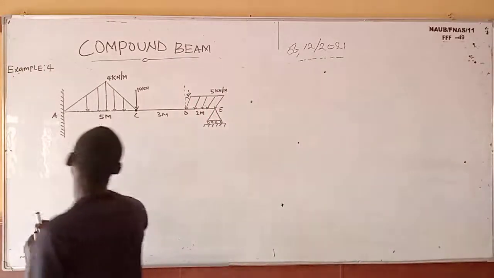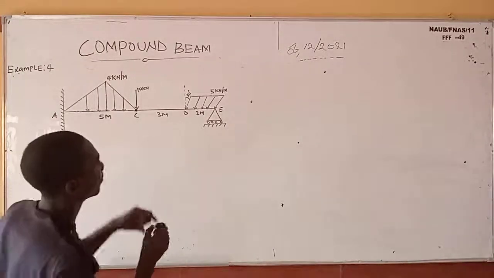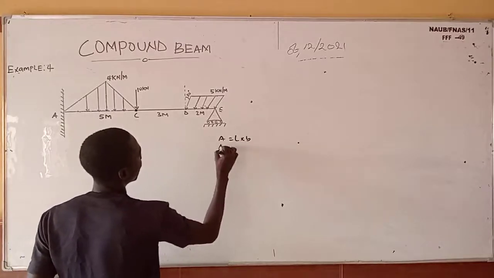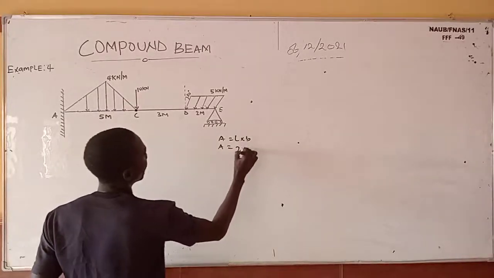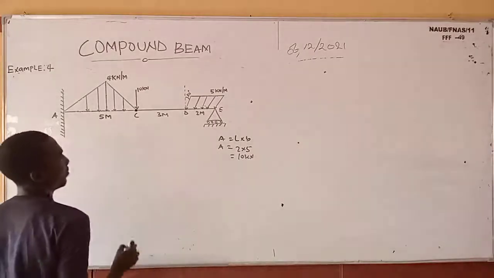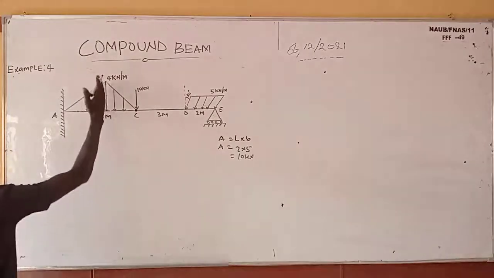Okay. So now, the first thing we are going to do is to convert them to a point load. Let me start with this part. So this is area equals length times breadth. Area will be 2 times 5, which is 10 kilonewton.